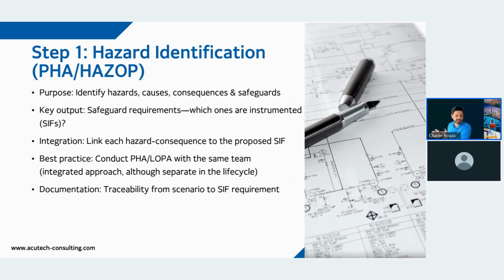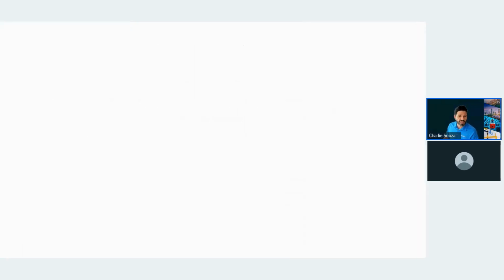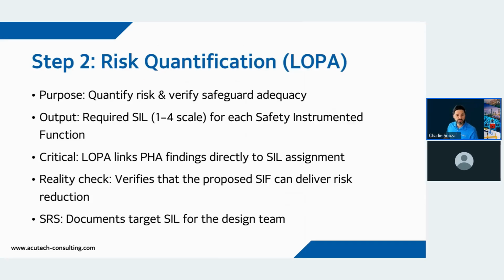You're still achieving SIL 1, right? You're taking credits in your LOPA for something that is real and it is installed in the field exactly how you meant it to be. Step two, the risk quantification, which is the LOPA. Once again, critical, LOPA links PHA findings directly to the SIL assignment.